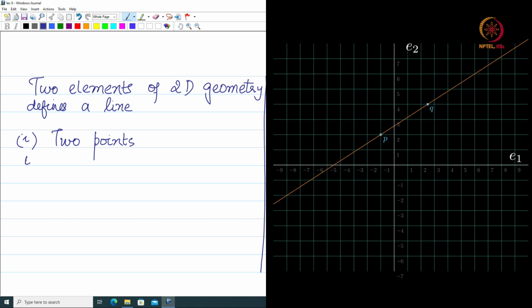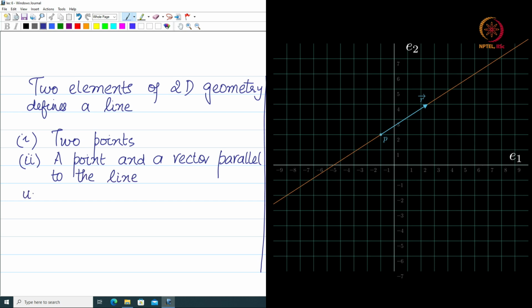Then the second one is a point and a vector parallel to the line. Or the third one is basically a point and a vector perpendicular to the line.